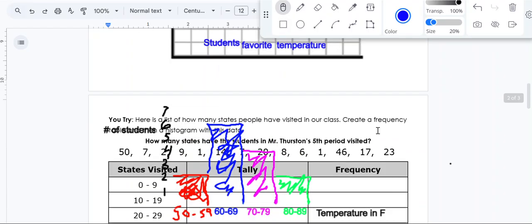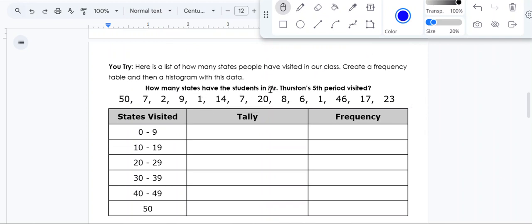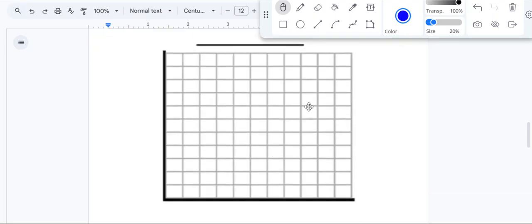So what I want you guys to do is on your own, the next sheet, it says how many states have the students in Mr. Thurston's 5th period class visited. So you're going to look through here, make your frequency table, and then you're going to make your own histogram. Get it checked by Mr. Thurston when you're done to see if you did it correct. Go ahead, pause the video and try that.